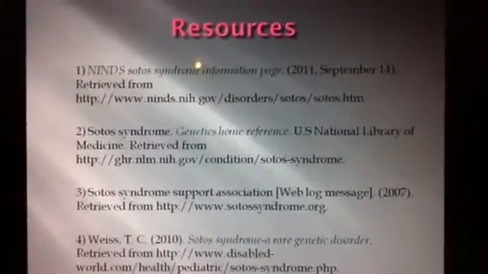These are my resources. And then I really wanted to show you guys a poster that I made about the most interesting things I found out about this syndrome.